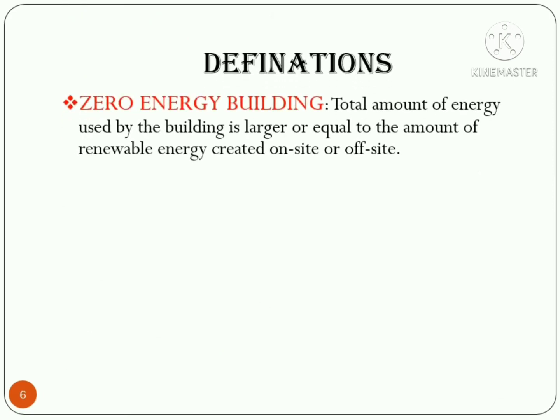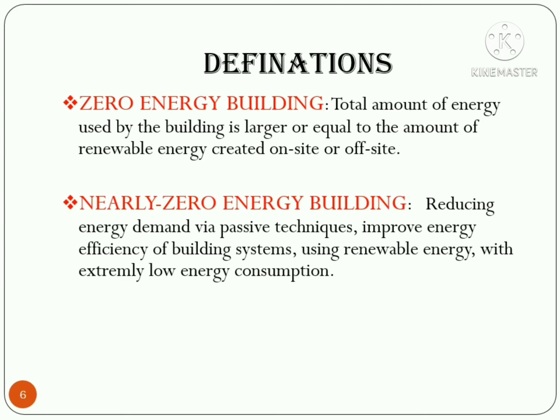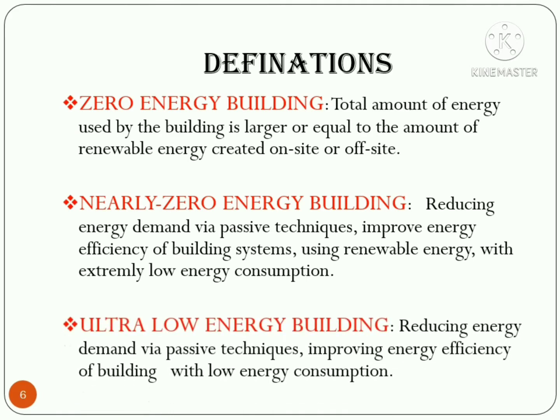Definitions. The first one is a zero energy building. The total amount of energy used by the building is less than or equal to the amount of renewable energy created on-site or off-site. The second one is a nearly zero energy building. Reducing energy demand by passive techniques, improving energy efficiency of the building system, using renewable energy with extremely low energy consumption. The third one is an ultra low energy building. Reducing energy demand by passive techniques, improving energy efficiency of the building with low energy consumption.